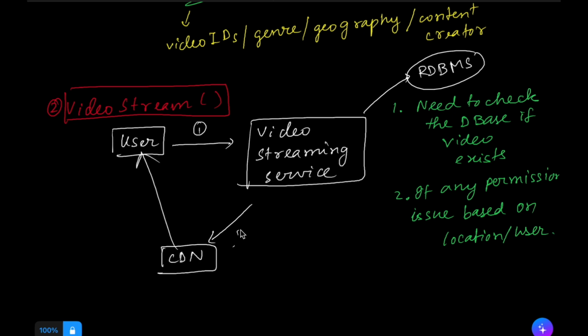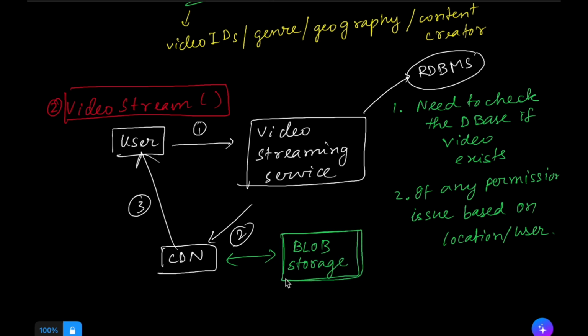So this is 1, this is 2: the request is sent to the CDN, which delivers the content to the particular user. If the video is not present in the CDN, then it interacts with the blob storage, which is the original storage, to bring the video and serve it to the particular user, and also stores the video in the CDN as a kind of cache, to speed up the process the next time a particular user requests a similar video.